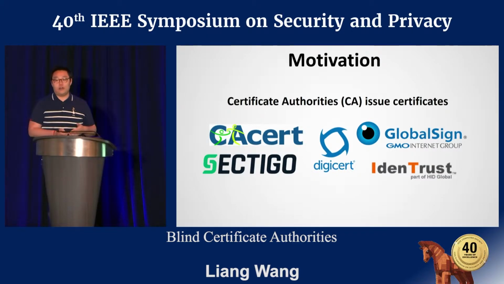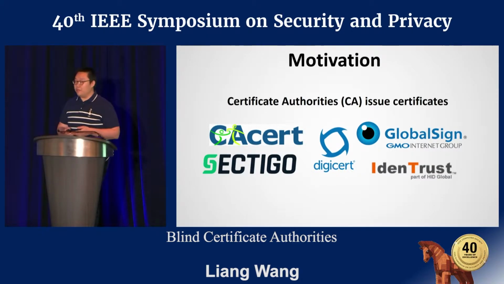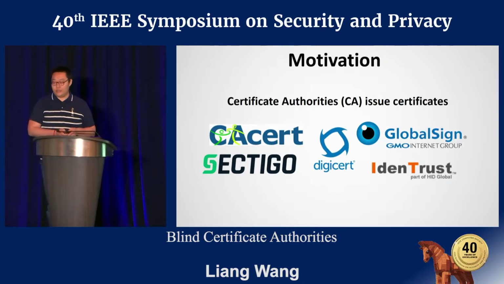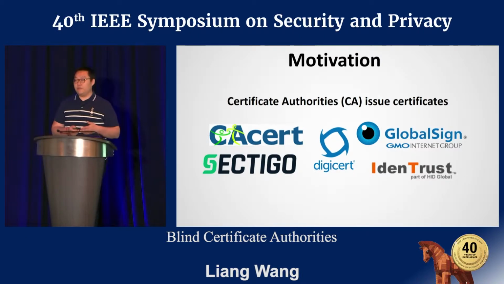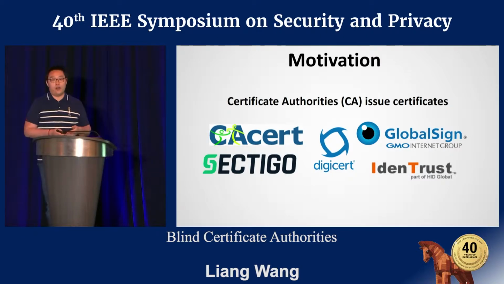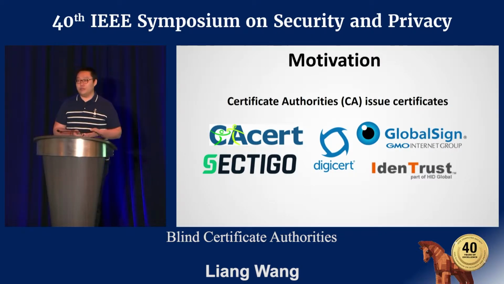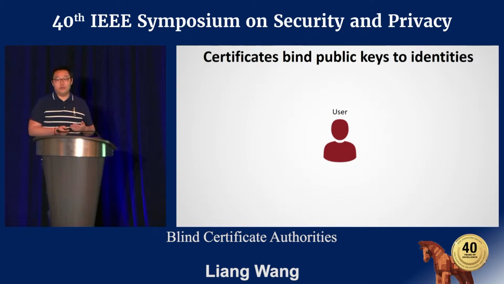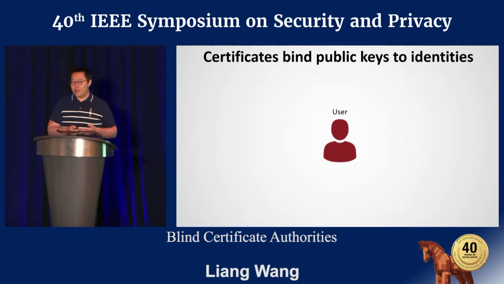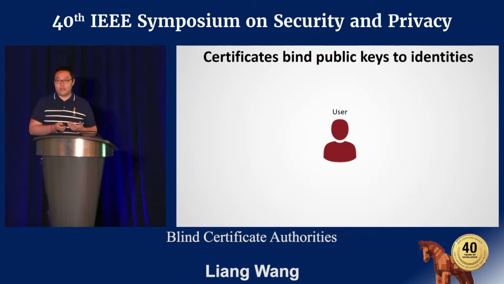So certificate authorities, or CAs, play important roles in today's applications. CAs are responsible for issuing certificates which attest to a person or an organization's identity or attributes. The most common use of a CA is in PKI, where CA certificates usually bind public keys to identities.